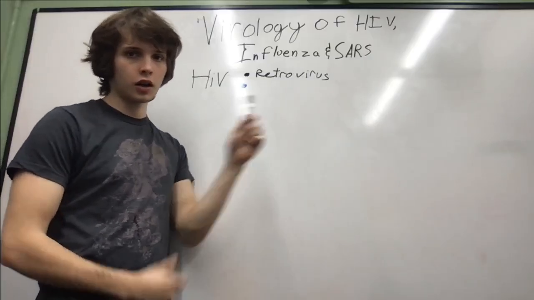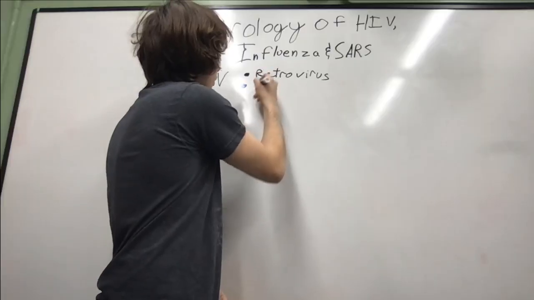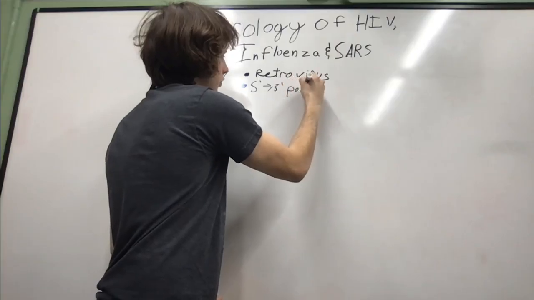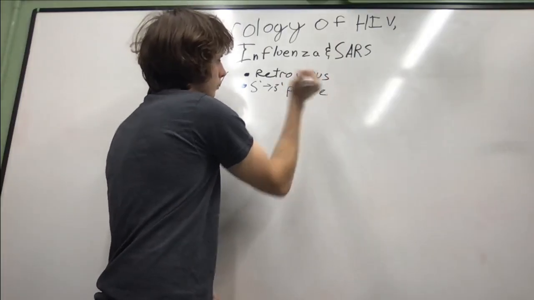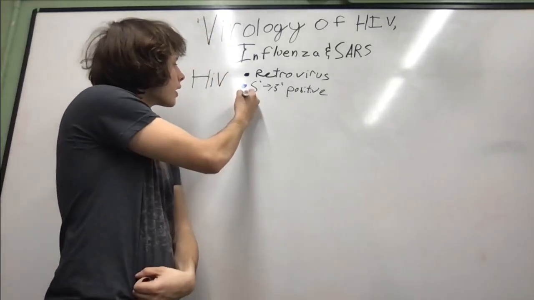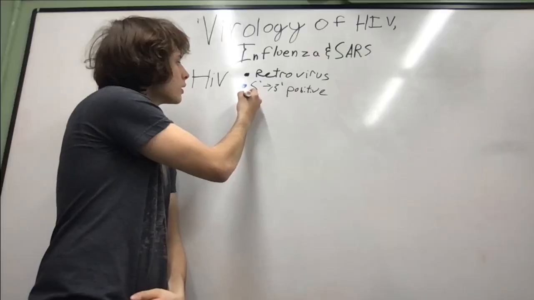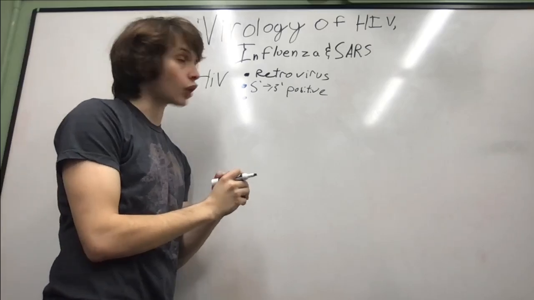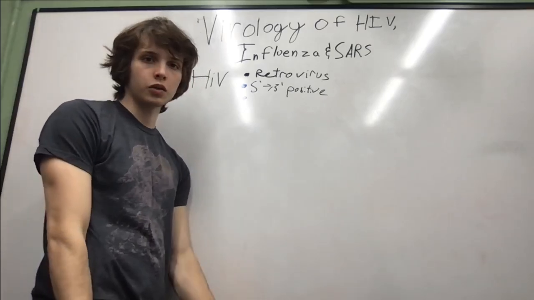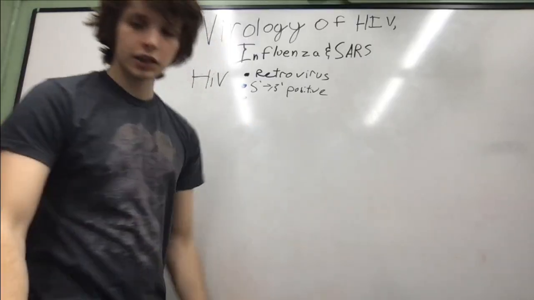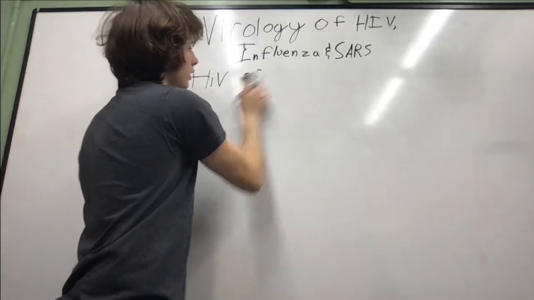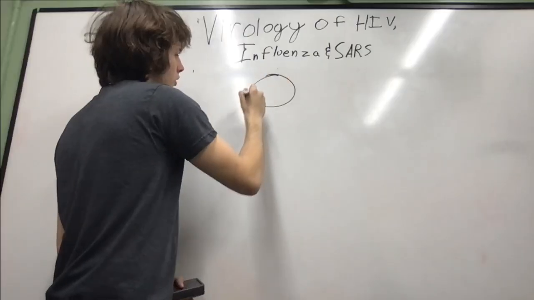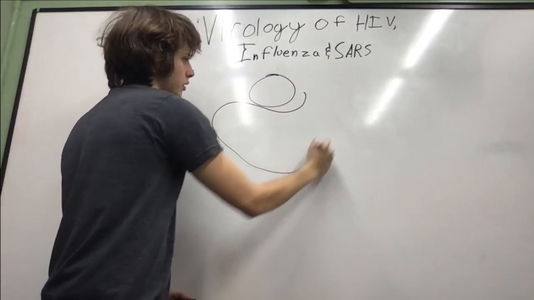HIV is a retrovirus. It starts off 5 to 3, positive or sense. And importantly, as opposed to influenza and SARS, it does not use receptor-mediated endocytosis. Instead, how HIV enters the cell is a fusion event. So you can imagine two water droplets kind of touching.